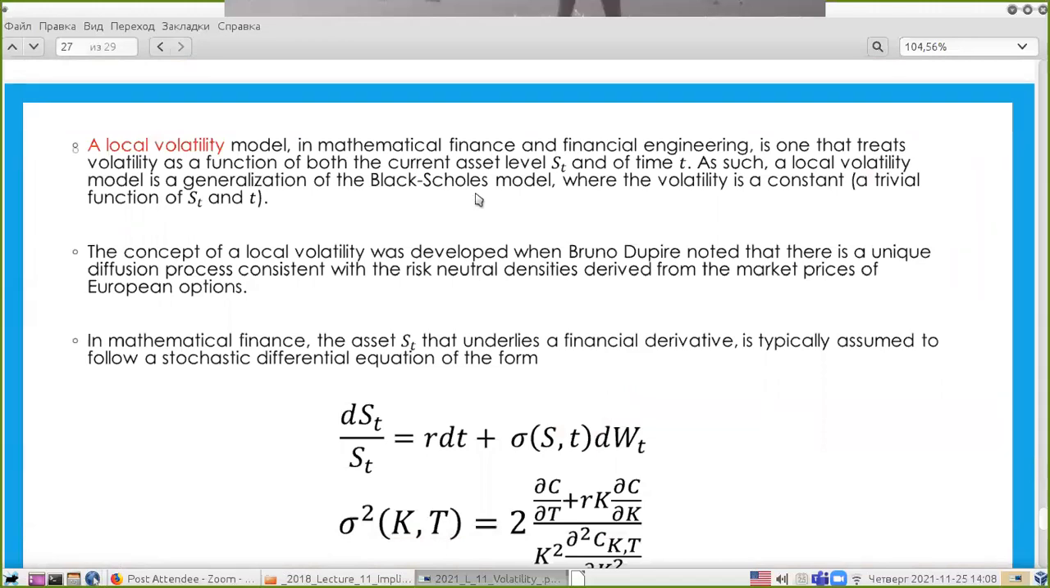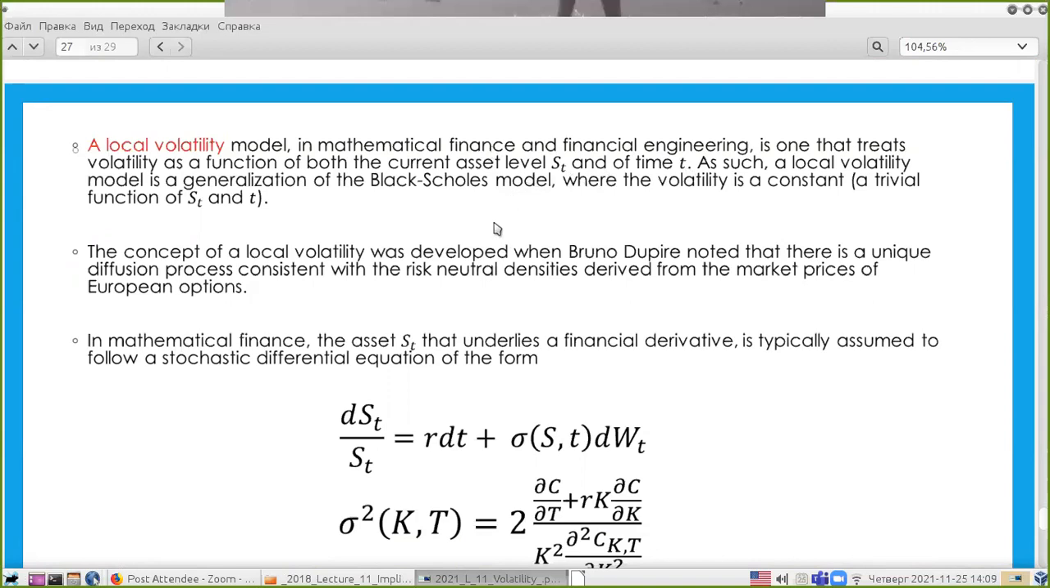A local volatility model in mathematical finance and financial engineering is one that treats volatility as a function of both the current asset level S_t and time t. So in the Black-Scholes model the volatility is constant, but we can consider volatility as a function of two parameters, t and S_t. As such, a local volatility model is a generalization of the Black-Scholes model, where the volatility is constant.